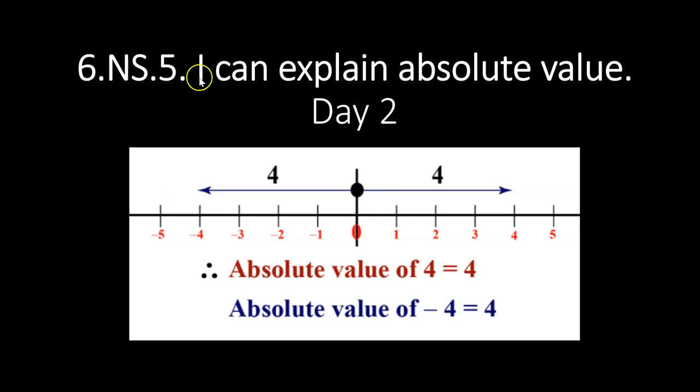Your I can statement is, I can explain absolute value. Recall that absolute value is a number's distance from 0. For example, the absolute value of 4 is 4, since 4 is 4 units from 0. The absolute value of -4 is also 4, since -4 is 4 units from 0.